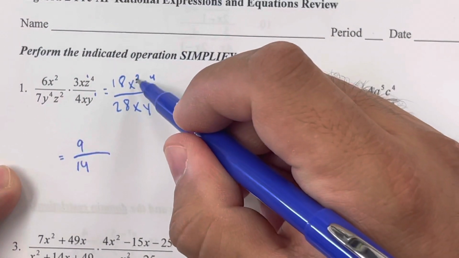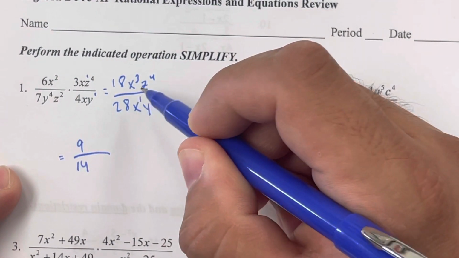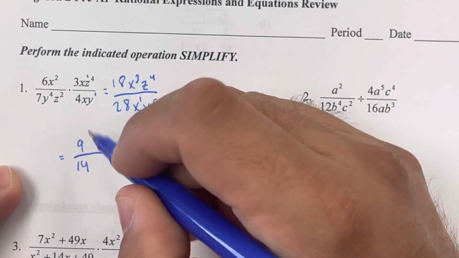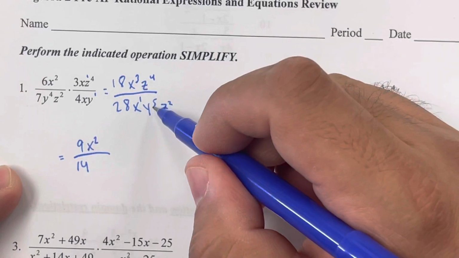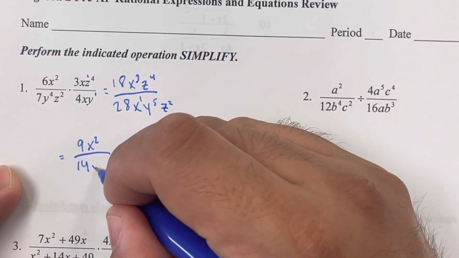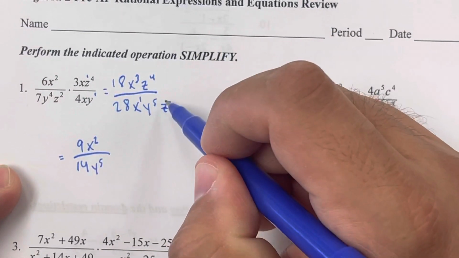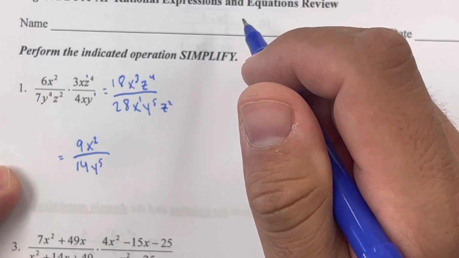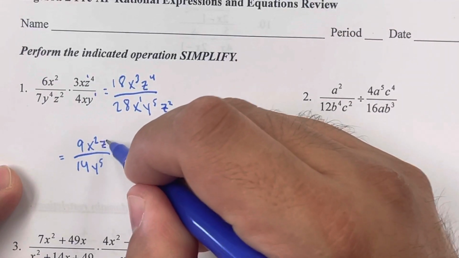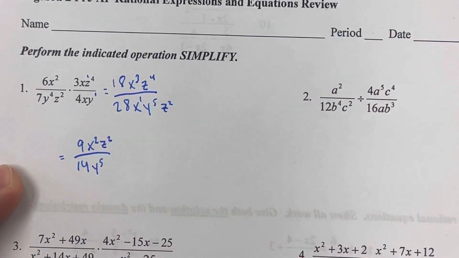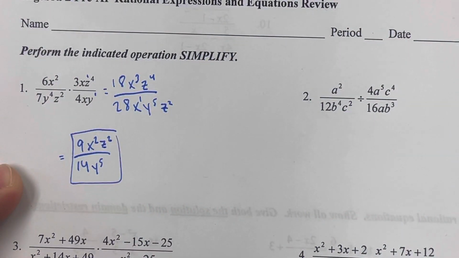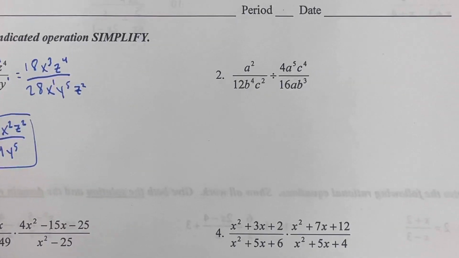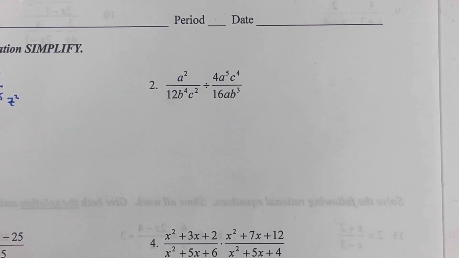And then over here, we have x cubed divided by x to the first. We subtract the powers, so 3 minus 1 is 2, so that's x squared on top. You see the y in the bottom, so I'm going to leave y to the fifth on the bottom. And then z to the fourth over z squared is going to be z squared. And again, if there were any negative exponents, I would have moved them to the bottom, but this is my final answer.